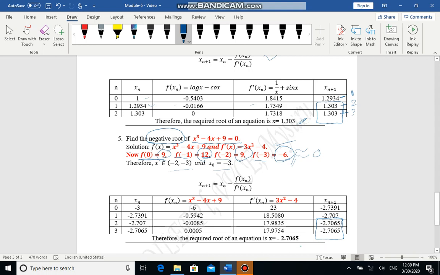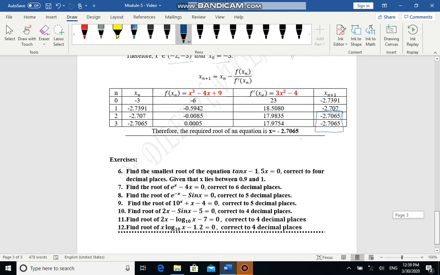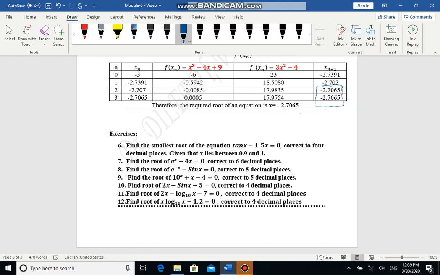Now this is the working procedure of the Newton-Raphson method. Here I explained 5 problems. For your practice, here I am giving around 6 to 7 problems. Work out these 6 to 7 problems.